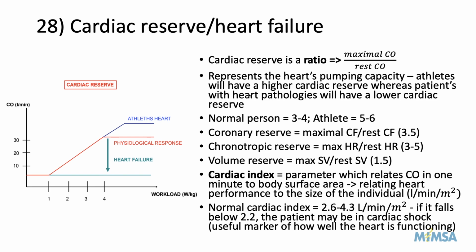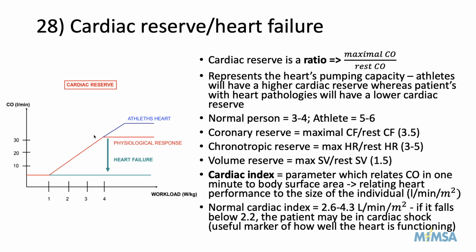Athletes will have a higher cardiac reserve, whereas patients with heart pathologies will have a lower cardiac reserve. The reason we need to know this ratio is because when the body's demand is increased, will the heart be able to cope with that? This is important for people with heart pathologies, because if a person with heart pathology starts to exercise, and the heart does not have enough cardiac reserve to provide that demand, that will eventually cause heart failure.